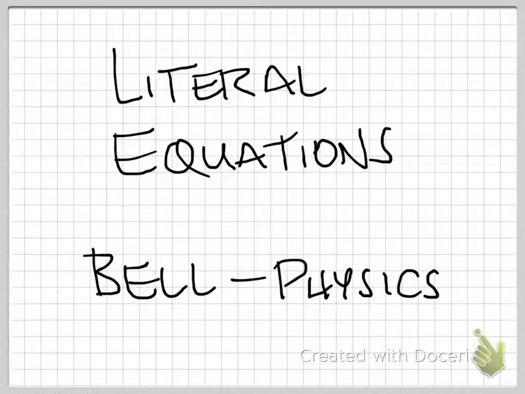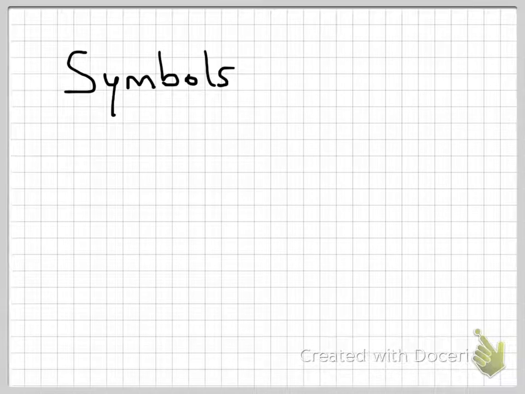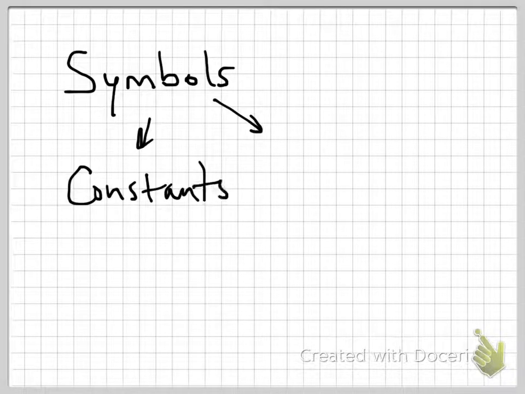By the end of this video, you should be able to know what a literal equation is and how to solve for one. So first of all, a literal equation is just an equation that uses entirely symbols. We will represent everything using just symbols. Symbols can be anything from constants, which are like the gas constant R or pi. Okay, these numbers never change and they're always the same value.